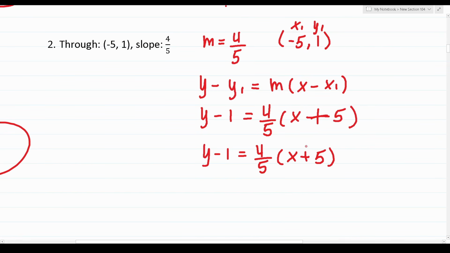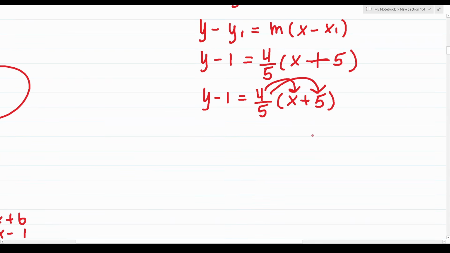And if you recall, the next thing we have to do is take this 4/5 and distribute it here as well as here. Let me move down a little bit. So this becomes y minus 1 equals 4/5 times x is 4/5 x. And then we have 4/5 times 5. Well, let me work that off to the side.